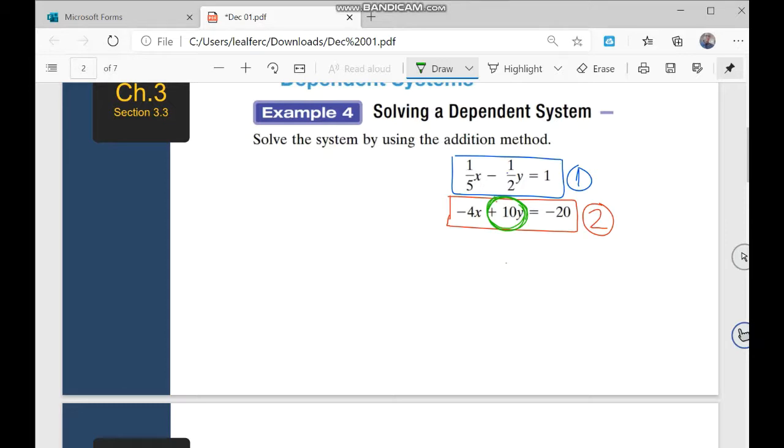So, thinking I need to eliminate y, and I have positive 10y. If I have positive 10y, I need to have negative 10y to be able to eliminate, right? 0. So I need to multiply the first equation by a number that makes this term here negative 10y. The number that makes this happen is 20. If I multiply 20 by negative 1 over 2, I will have negative 10y. So my choice is to multiply the first equation by 20.